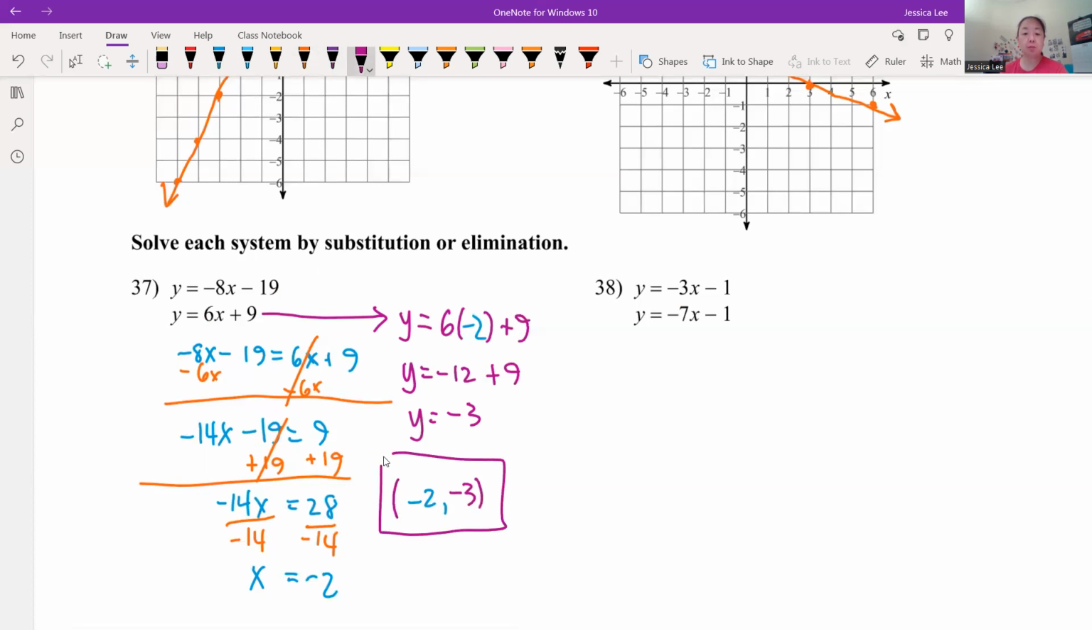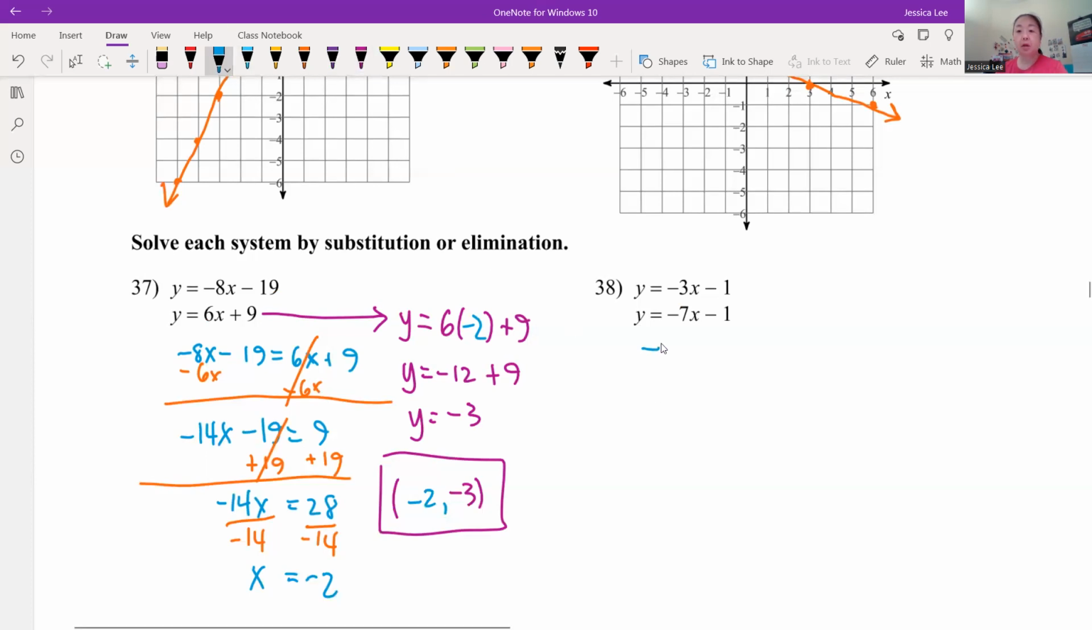Don't forget to add in your parentheses around there. That shows that it's an ordered pair, which means it's a point as opposed to two different answers, right? So -2, -3. So these two lines are going to cross right at -2, -3. All right, we're going to move on to the next one. Again, if you want to graph it, you can see it crosses right there.